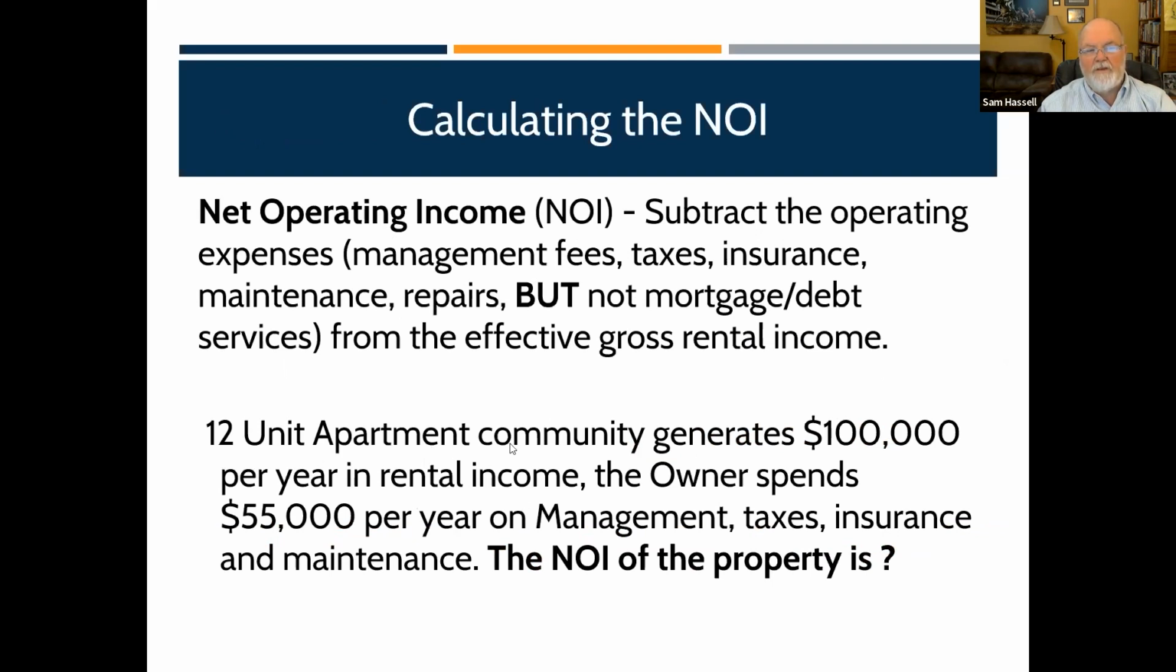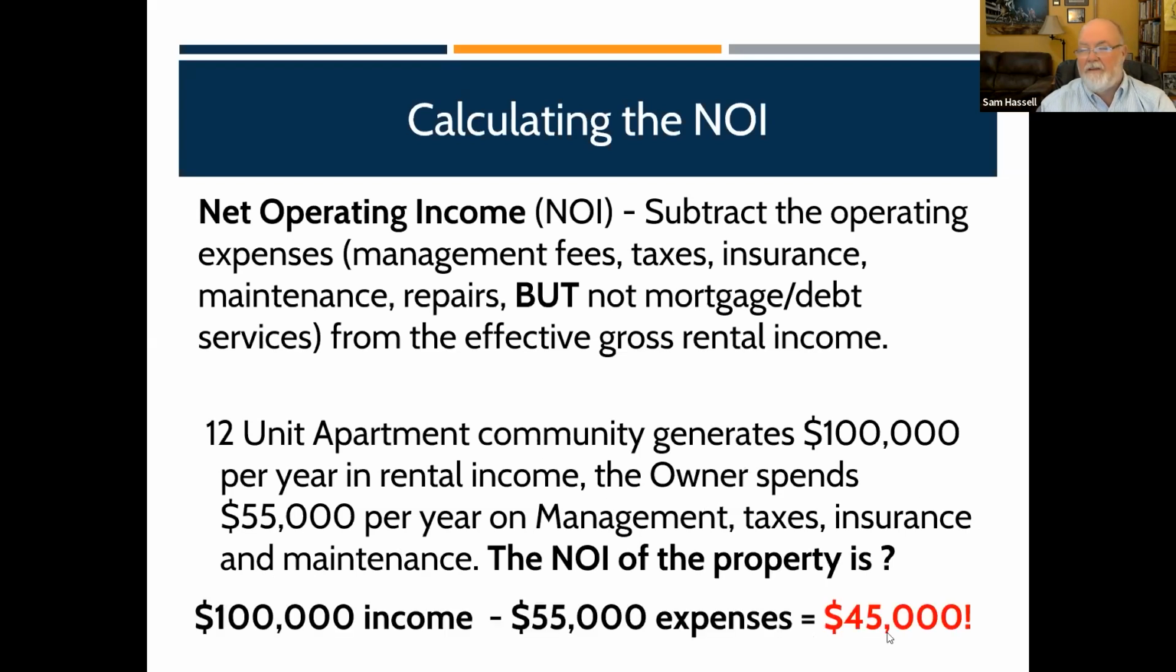So we have a 12-unit apartment community generating $100,000 a year in rental income. And the owner spends $55,000 a year on management, taxes, insurance, and maintenance. What's the net operating income of this property? It's pretty easy. 100 less the 55, our net operating income is $45,000.